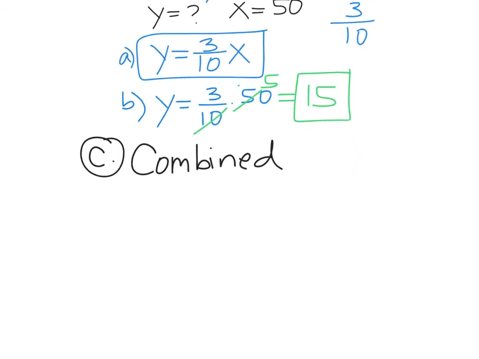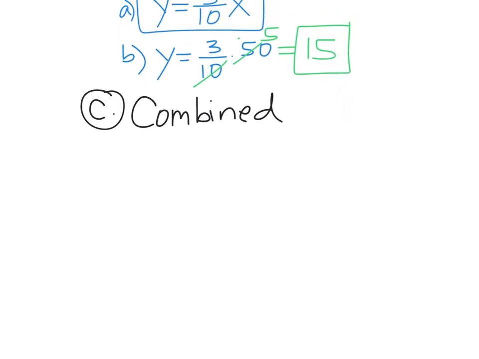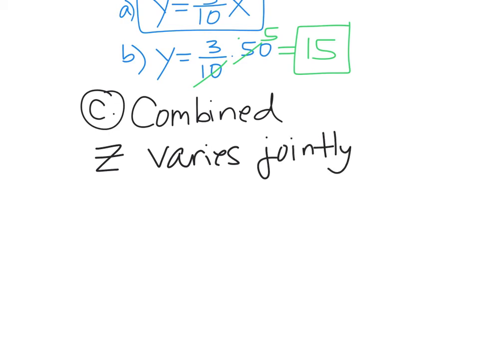We're going to combine them. In order to combine all of these variations, you're going to have a third variable come in. So here we go. It says here that z varies jointly with x and y. Okay, z varies jointly with x and y.